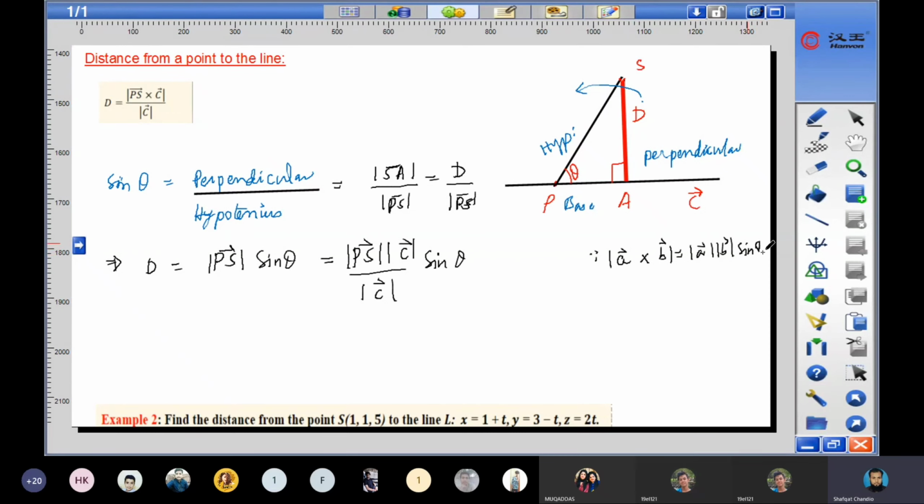So when you apply this formula, you will have here the magnitude of the vector PS cross C divided by the magnitude of the vector C, and this is your formula for finding the distance from a point to the line.